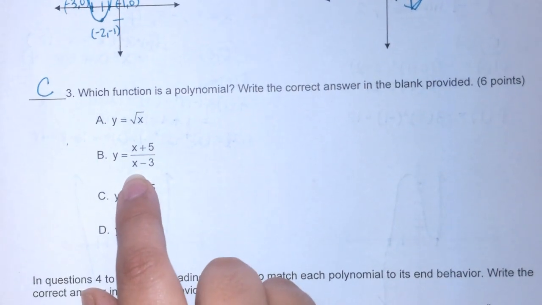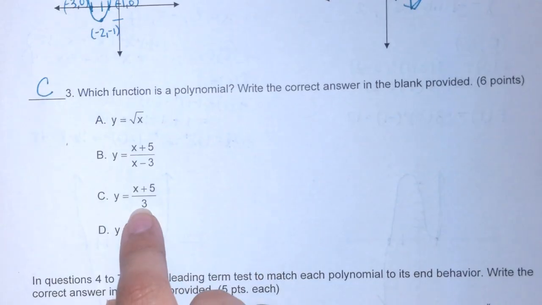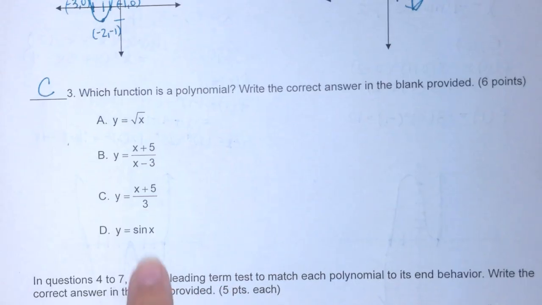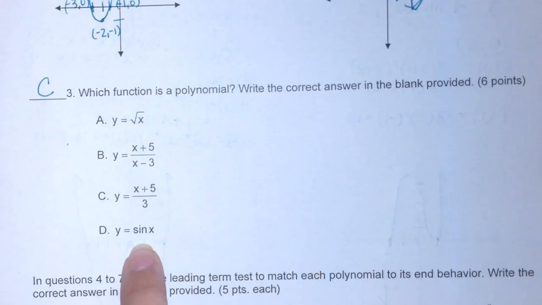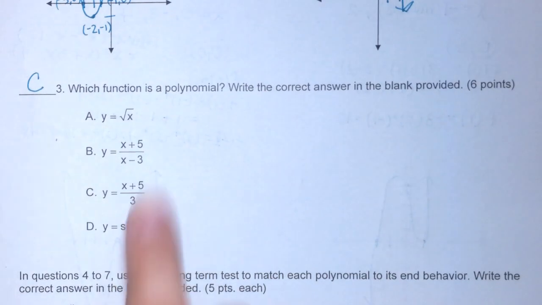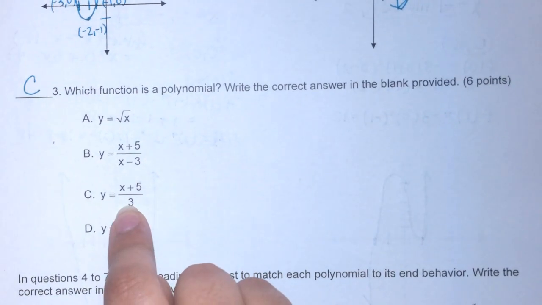B. B is what we're learning today. B is a rational function. C. C is linear. Linear functions are polynomials. Y'all, what is D? A trig function. Is that a polynomial? No, we haven't even done that. Why are y'all choosing that one? Anyways, the answer is C.